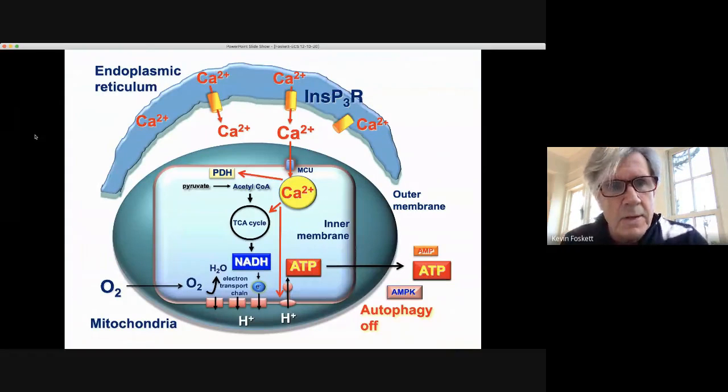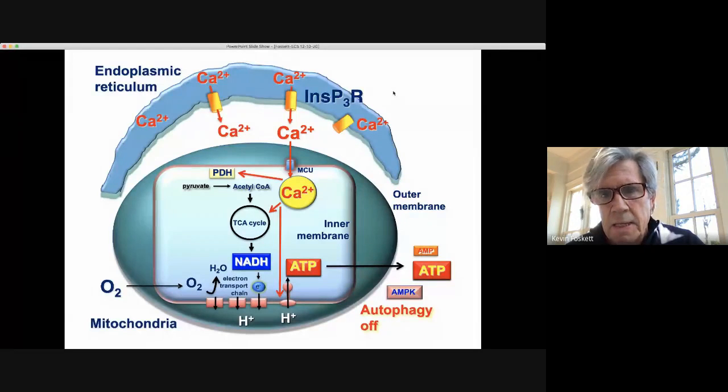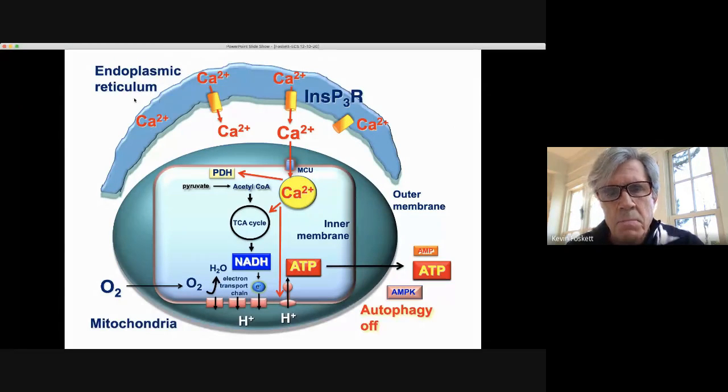As many of you know, and as Alexei just alluded to, for many years we've been interested in the IP3 receptor calcium release channel, and along the way we became interested.